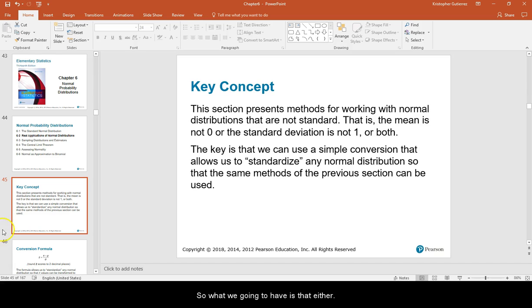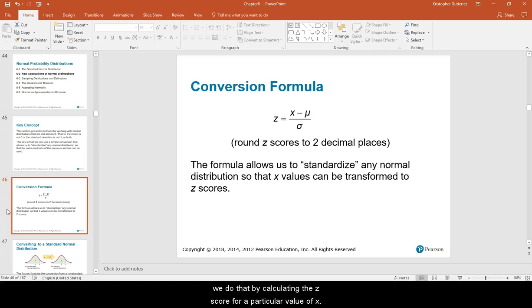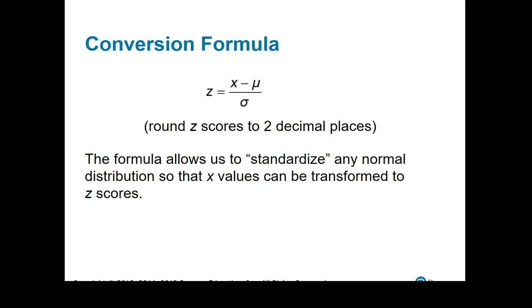Alright, so what we're going to have is that either our mean is not 0, or standard deviation is not 1, or possibly both. And what we can do is standardize that normal distribution. The way we do that is by calculating what the z-score would be for a particular value of x. That means z equals x minus mu divided by sigma, and this will give us our z-score.